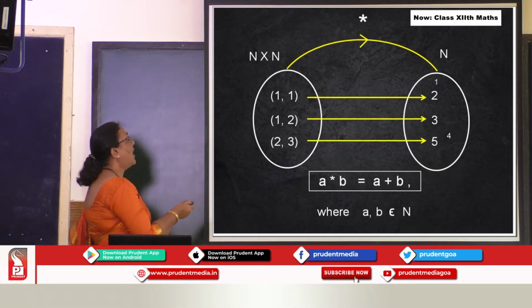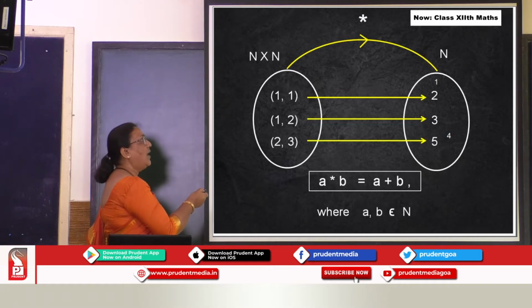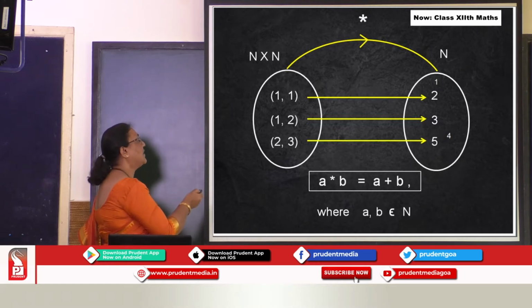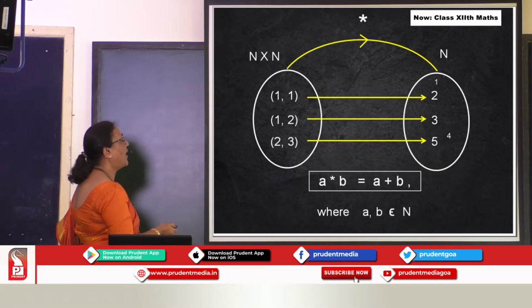Now see how it is represented as a function. This operation star, asterisk or star, is from the first set to the second set such that star of 1, 1 is 2, star of 1, 2 is 3, star of 2, 3 is 5. So A star B, we are adding here. This part is clear to you all.